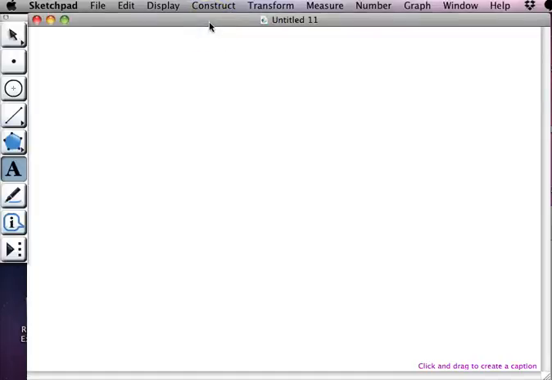Well, welcome back to the Common Core Geometry using Sketchpad. We're working on Module 4, Lesson 3. That's on page 33, and we're looking at example 2. Looks like we're going to plot up a triangle.